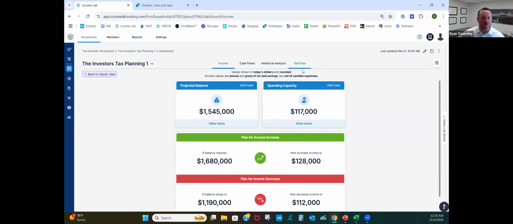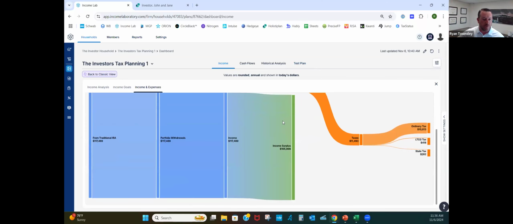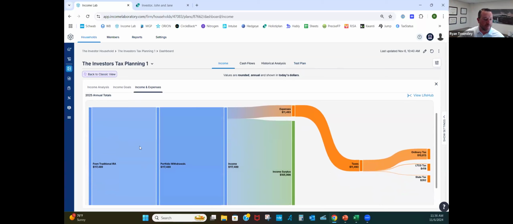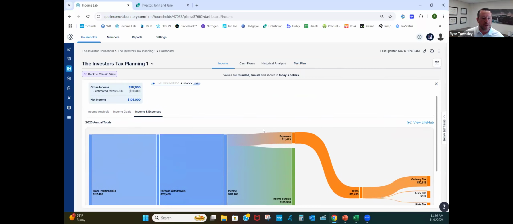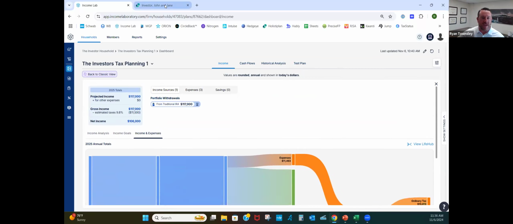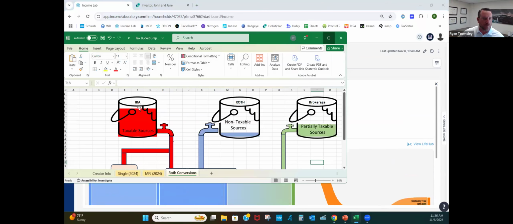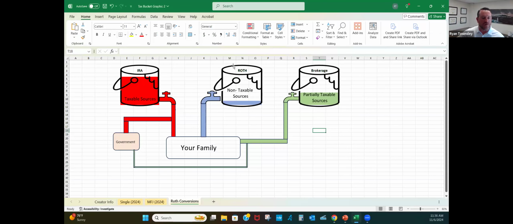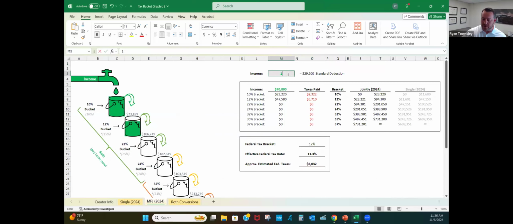But all in all, if we're looking at where the money is coming from, it's pretty much all coming from the traditional IRA, right? Some of it is going to expenses like taxes, we're generating some capital gains, and then the rest is going to the client. The problem with this is they're taking every single dollar right out of this red bucket, which is all taxable. They're not using any smart tax distribution strategy.